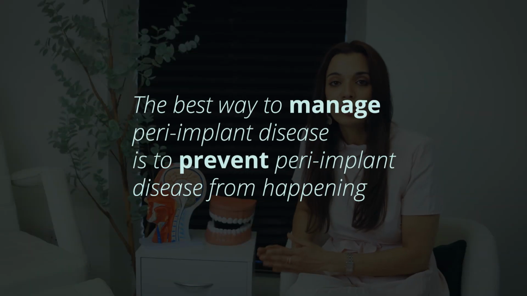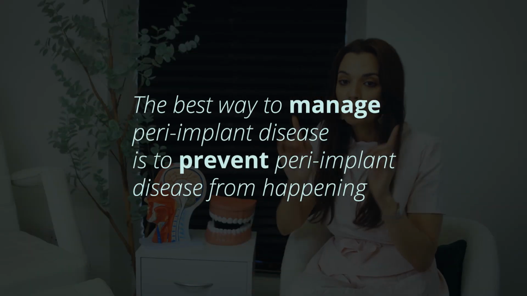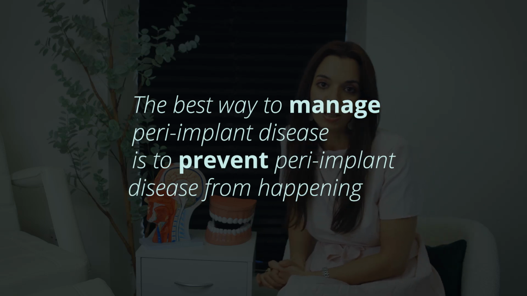The next question is, how can we manage peri-implant disease? The best way to manage peri-implant disease is to prevent it from happening. And that's by precise placement of your implant with very good bone surrounding the implant, a very good tissue seal, and good patient selection. It's also very important to educate your patients about their oral hygiene and the long-term maintenance of their implants.